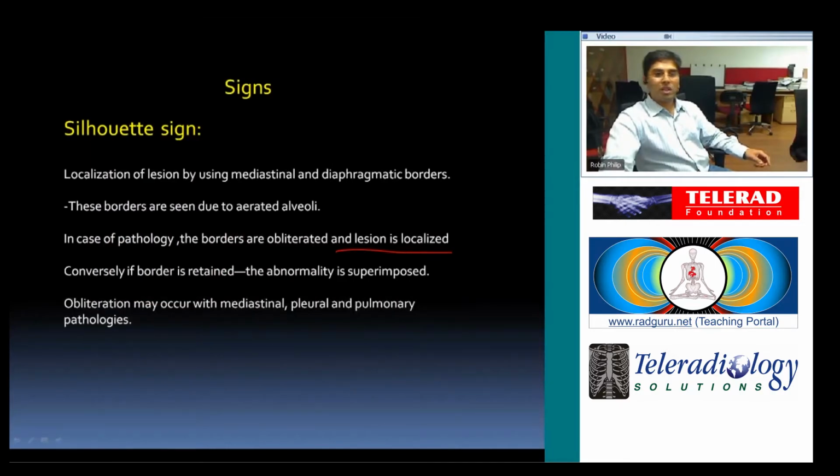And then conversely, if the border is retained, and I'll show this example, the abnormality is superimposed. That means it may be located anterior or posterior, not in the same plane as the right heart border. If the lesion is not in the same plane as the right heart border, it will not be silhouetted. So obliteration may occur with any of the mediastinal, pleural or pulmonary pathologies.